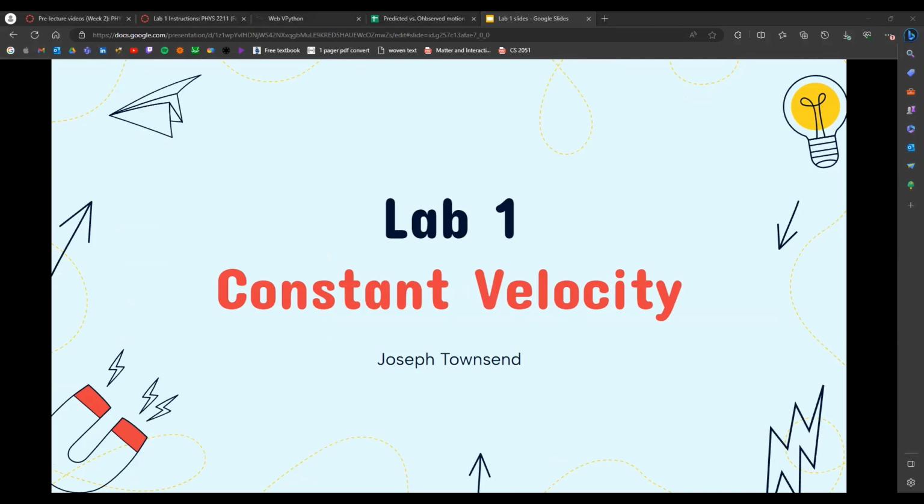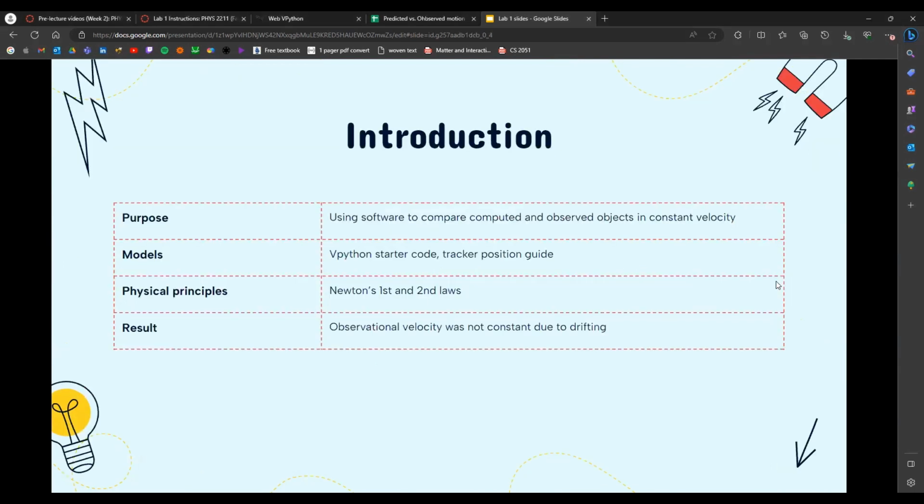Hello, my name is Jay, and today I will be going over the results of my Physics Lab 1 report on observational and computational objects in constant velocity. For my introduction, the purpose of this lab was to utilize computer software to compare both an observed and computational model of objects in constant velocity.